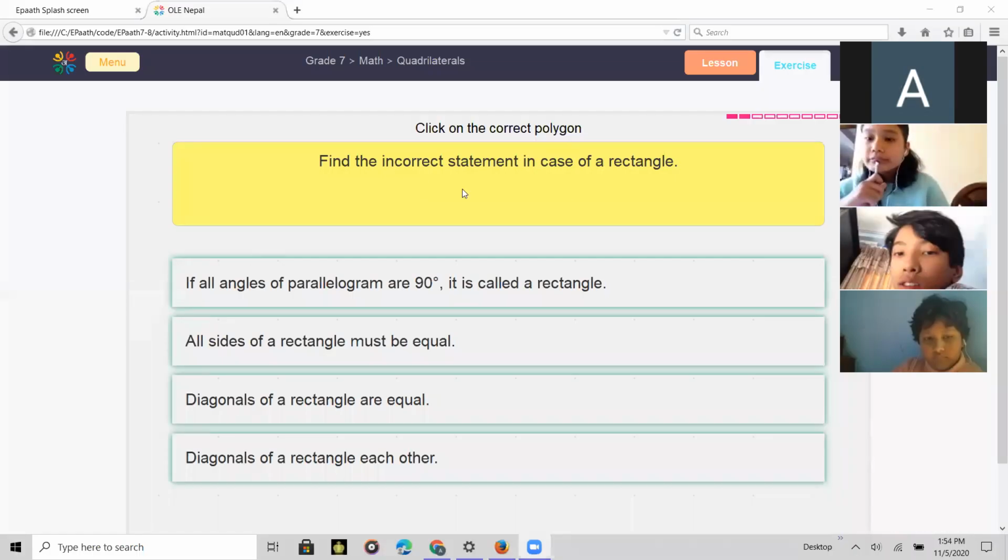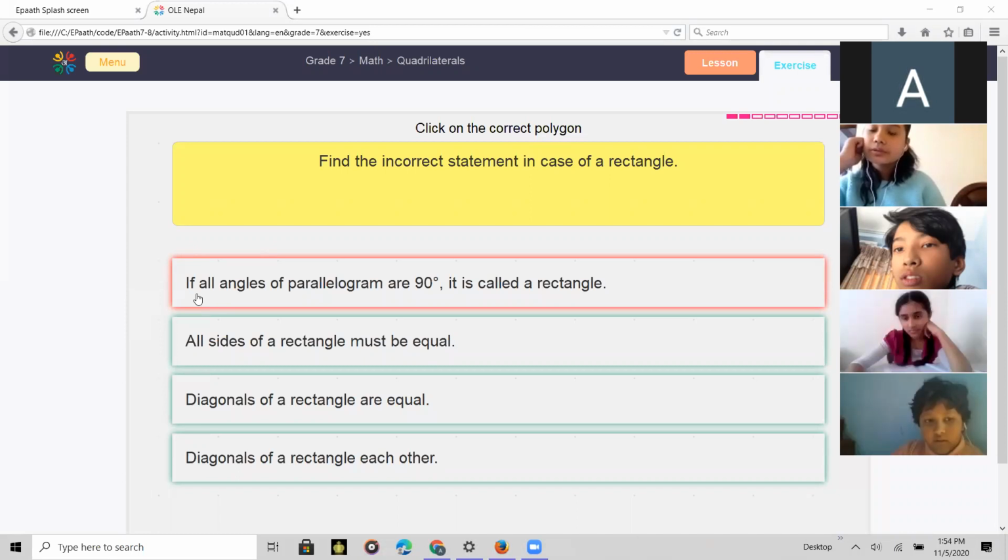Now let's say, everyone, find the incorrect statement in the case of the rectangle. The statements are given here. First: if all the angles of a parallelogram are 90 degrees, it is called a rectangle. What do you think? Please speak, everyone. True. It is correct. That's true. Very good. This is the correct one, but we have to find out the incorrect statement.